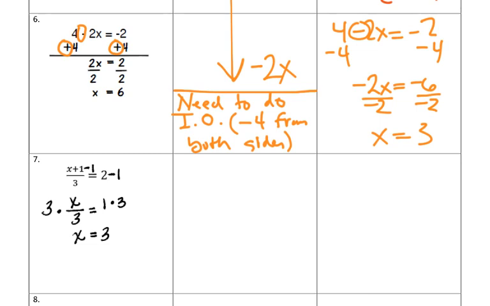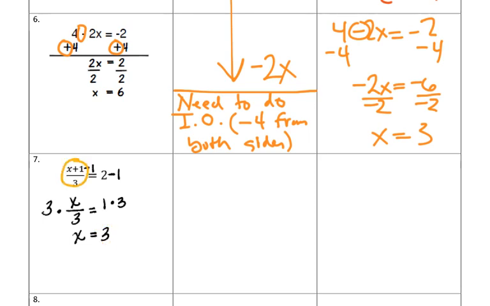Okay, now if you weren't sure if they made a mistake, you can always double check, take that 3 and go 3 plus 1 divided by 3. Will that give me 2? 3 plus 1 is 4. 4 divided by 3 is not 2. So we know there was a mistake made somewhere. Okay? So with this one, it can be a little trickier.